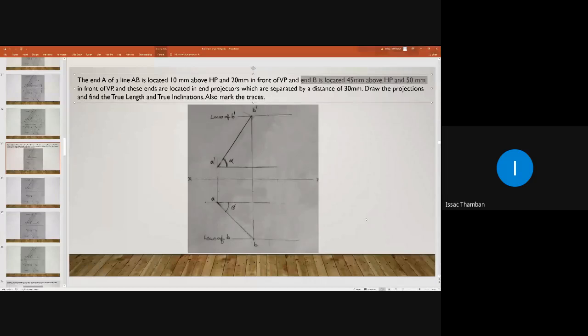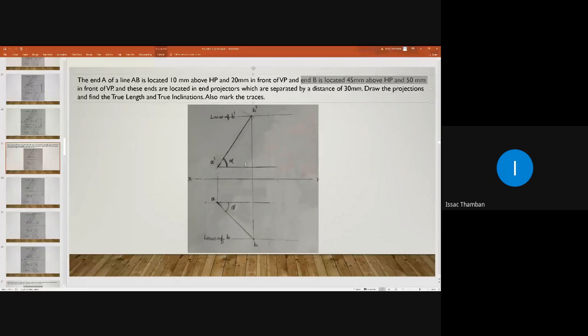Have you connected A dash, B dash and A, B? Yes, sir. Okay, so here you can draw a horizontal projector line from A dash like this and another horizontal line from point A like this. And here you mark the apparent inclination in the elevation as alpha.